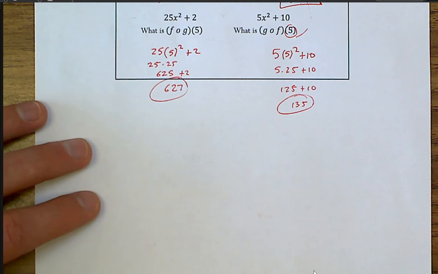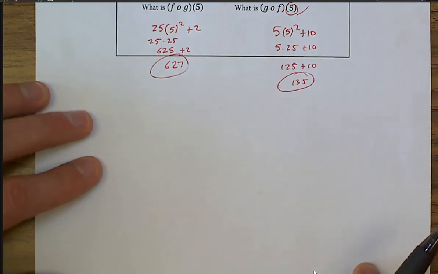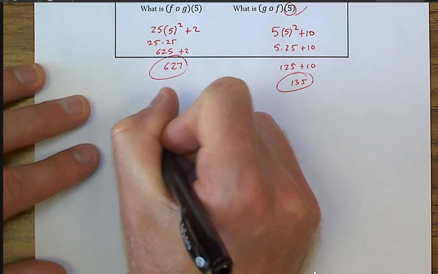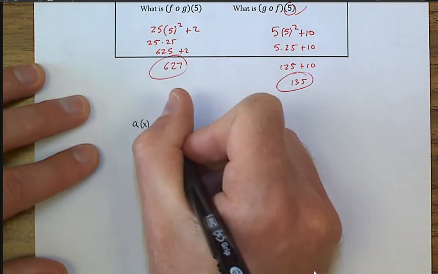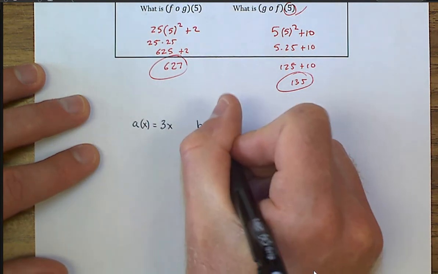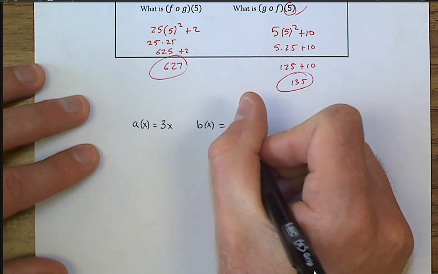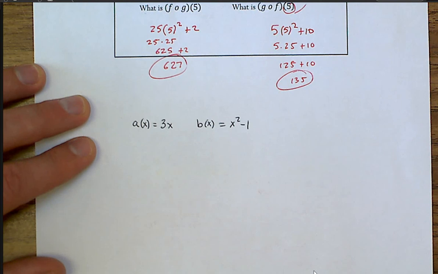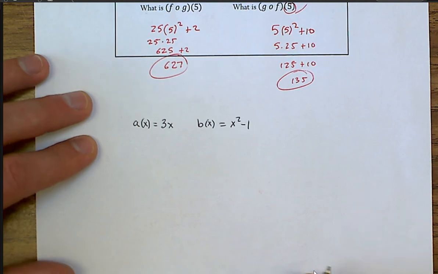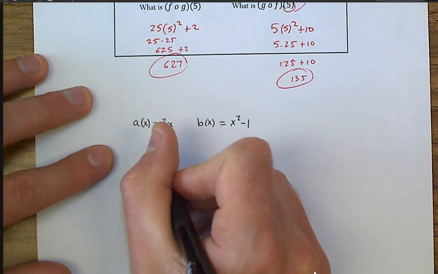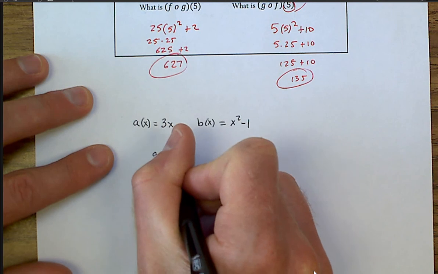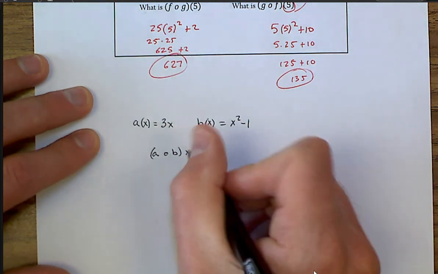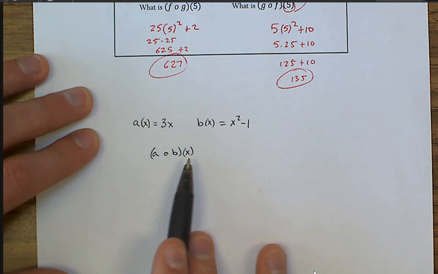Okay? Let's do another quick example here. I'm just going to make something up and just have you try, just so you can have one more example of this. So I'm going to say a of x is equal to 3x, and b of x is x squared minus 1. Okay? So those are your two functions. And let's do this. I want you to do a o b of x. Okay? Put that in parentheses. So I want you to try that. Go ahead and hit pause and try it. See what you come up with.